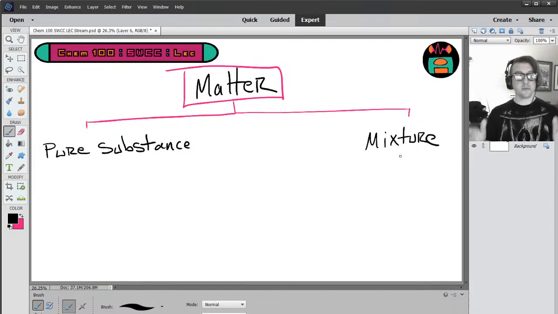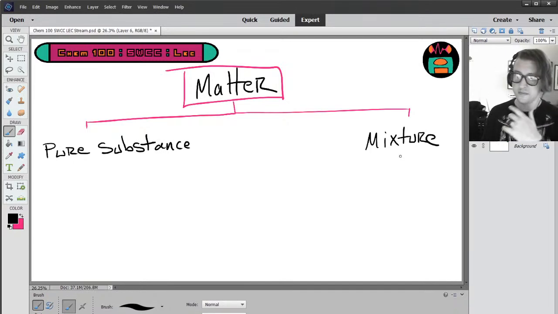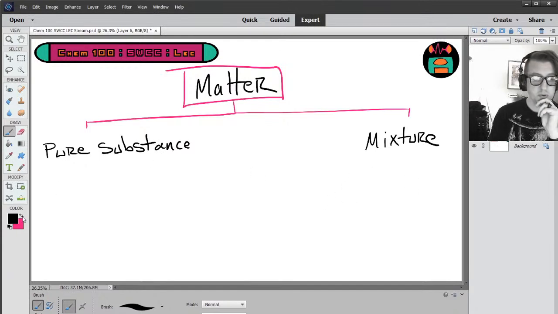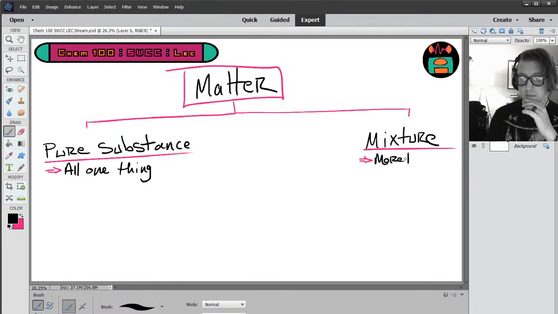And both of these are exactly what they sound like. A pure substance is all one thing. Everything in the sample is the same thing, whether it's pure water or pure gold or whatever. It's all identical. A mixture is a jumble of different things. So when we talk about a pure substance, we're talking about all one thing. And when we talk about a mixture, we're talking about a sample of matter that contains more than one thing. Or I should say more than one type of thing.